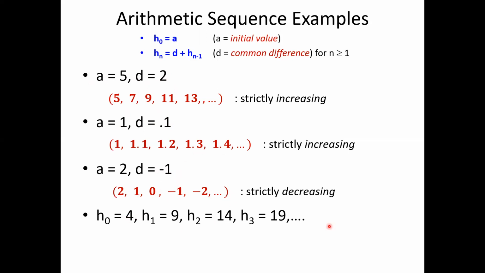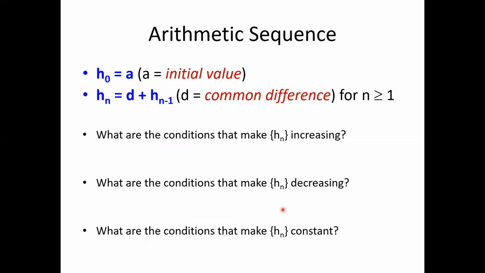You have some formula. You can test, is it an arithmetic sequence? Is h1 minus h0 the same as h2 minus h1? And is that the same as h3 minus h2? And it happens to be so. The difference is 5. It's plus 5 every time. Okay, these conditions are rather straightforward.